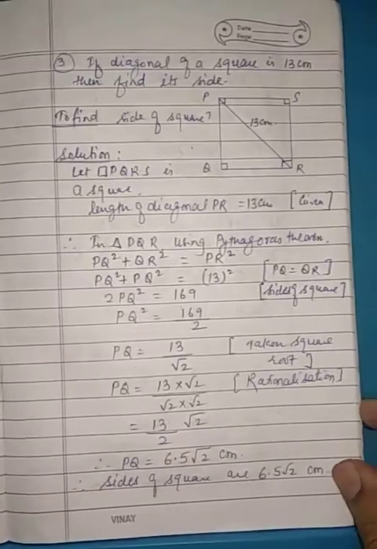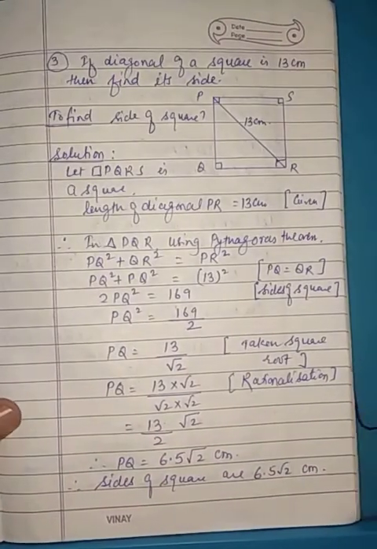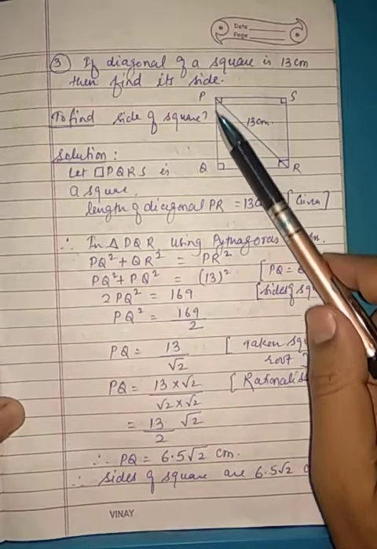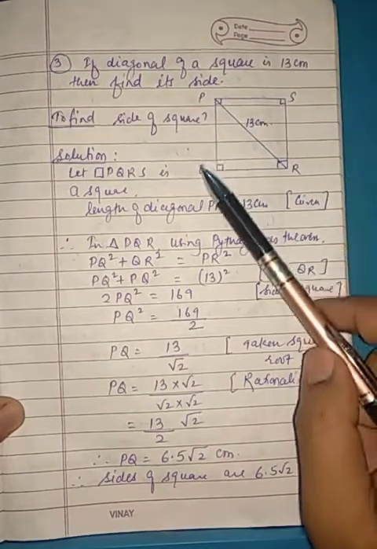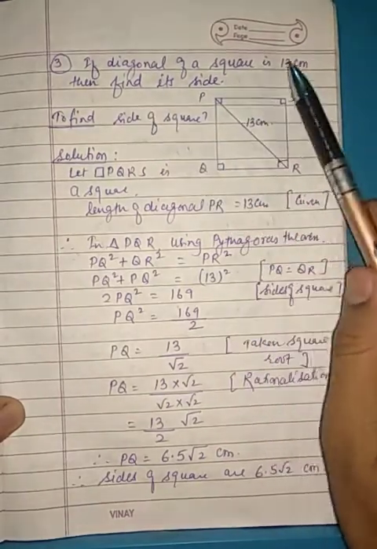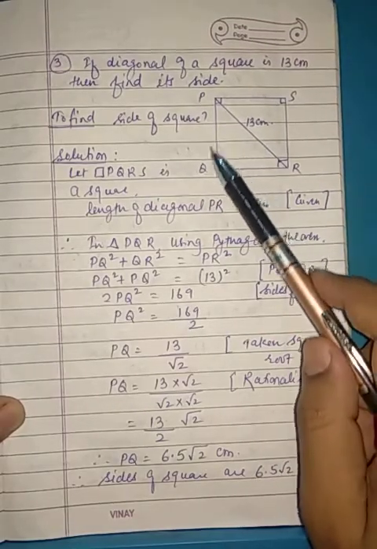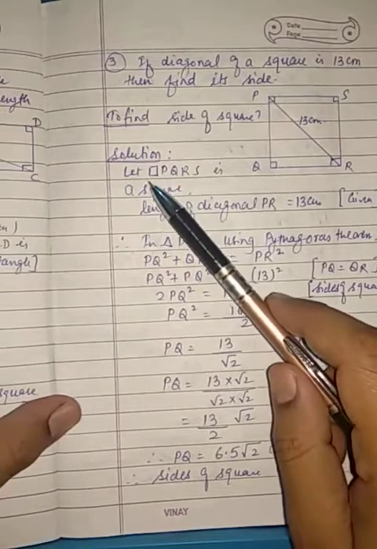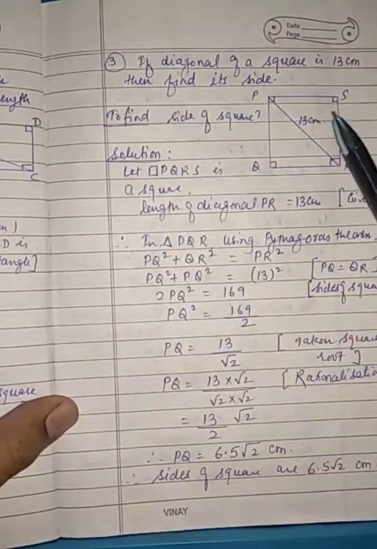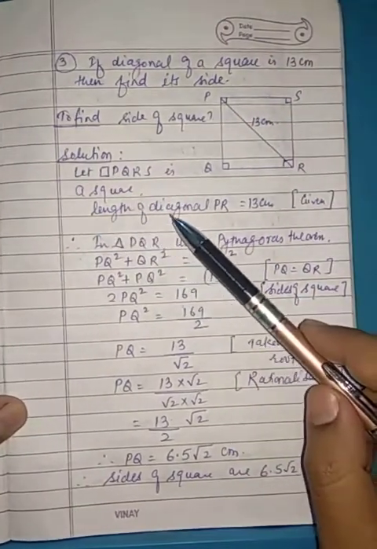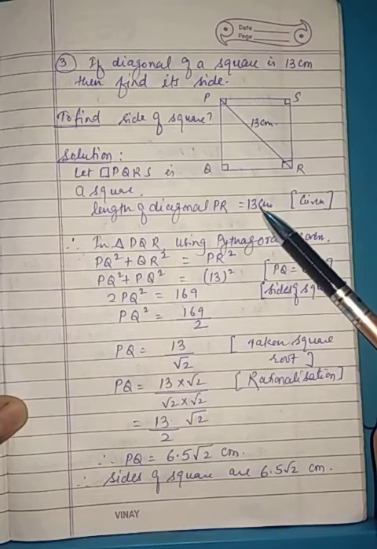Now let's see the third one. It is exactly a similar question, but the figure is different. Here you have a square. If the diagonal of a square is 13 centimeter, then find its sides. Sides of a square are equal. We have assumed that PQRS is a square. Name you have to assume. Length of diagonal PR is 13.